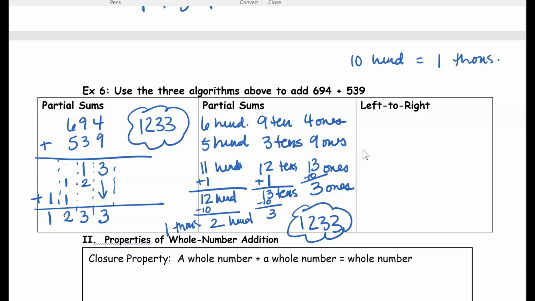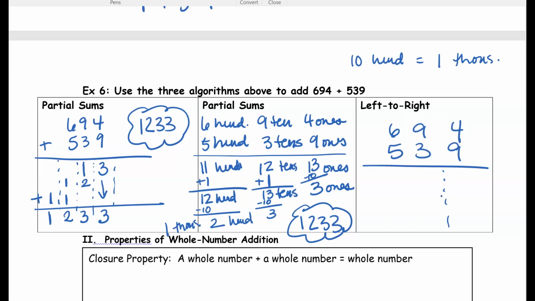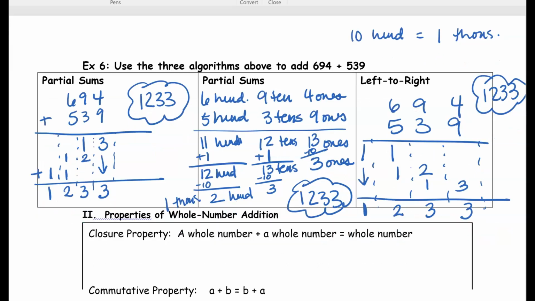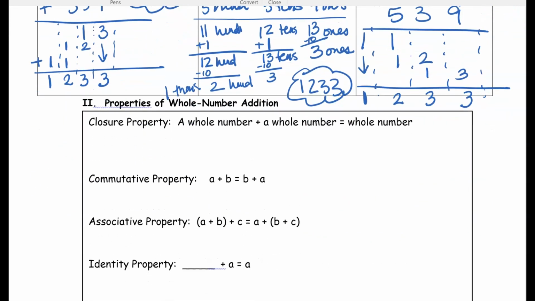Okay, so last but not least, we're going to do left to right. So 6, 9, 4, 5, 3, 9, and I'm going to draw some columns. So I'm going to start with the 6 and the 5 is 11. The 9 plus 3 is 12. And then 9 and the 4, I'm going to get this right this time, is 13. And then I'm going to add them all up. So carry down the 3. 2 plus 1 is 3. 1 plus 1 is 2. And then carry down that 1, and I'm left with the same answer as with the other ones. So which one did you like best? I'm curious to figure out what you all prefer.